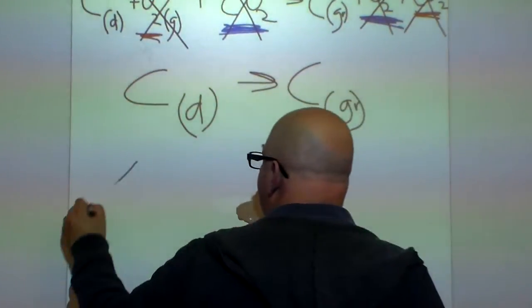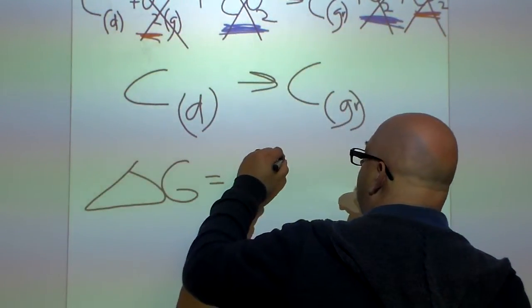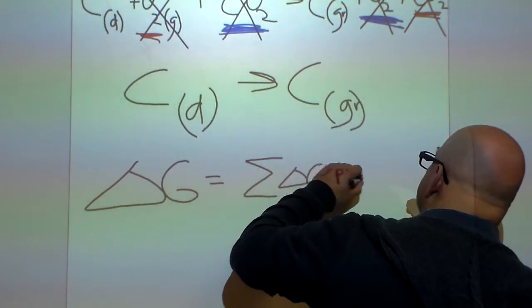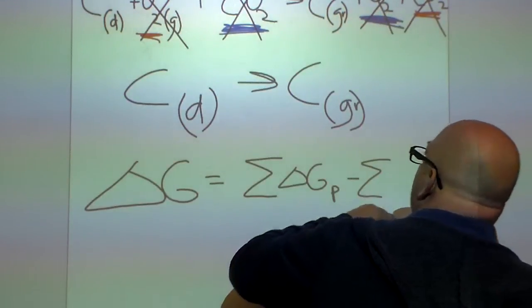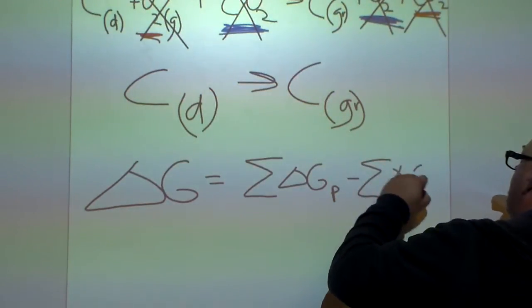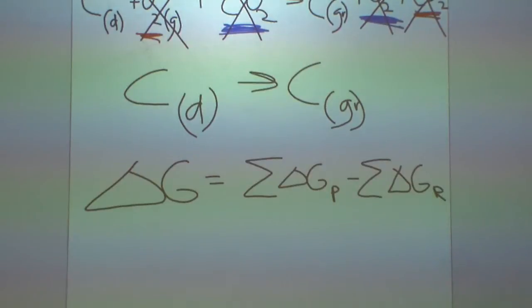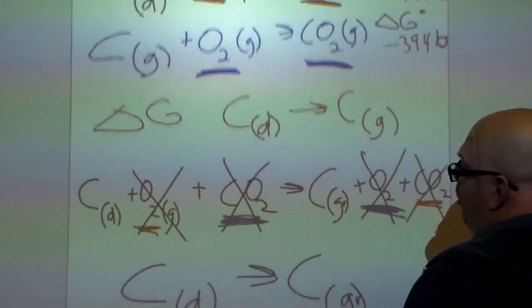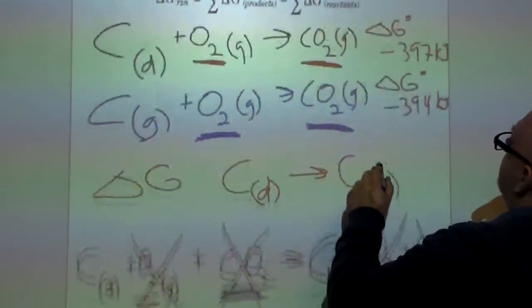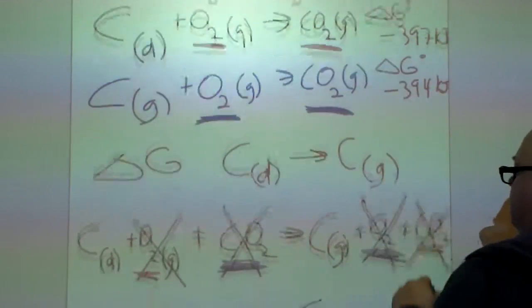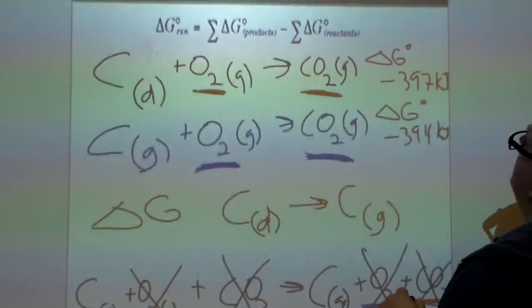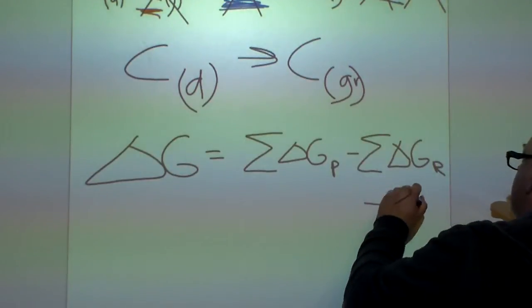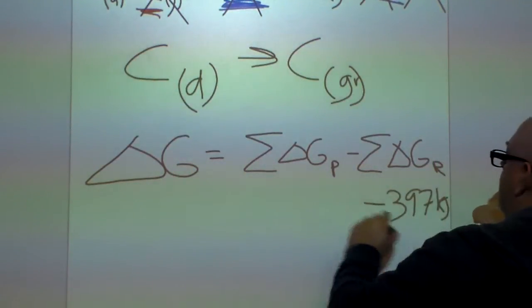So if we take our delta G total, it's equal to the summation of the delta G of our products minus the summation of the delta G of our reactants. That's our basic formula. Now we can plug this in. What are our reactants? Well, our reactant is the diamond, right? So it's going to be minus 397 kilojoules.